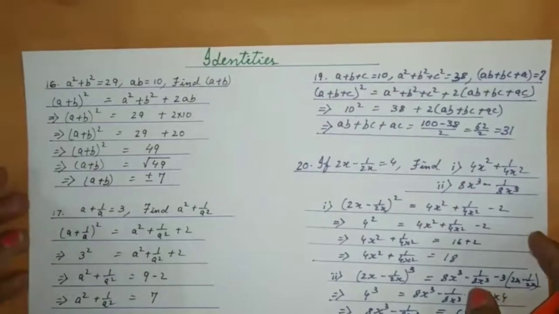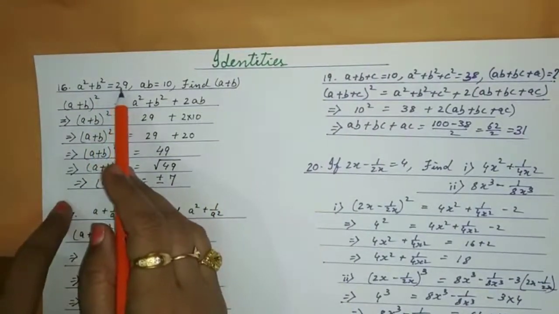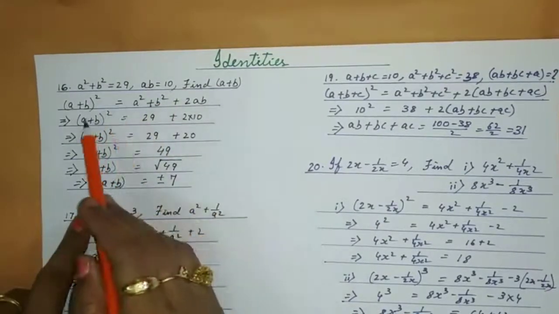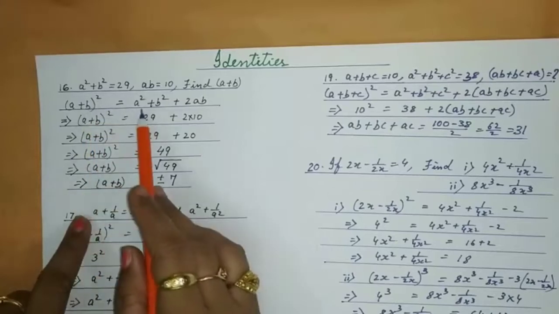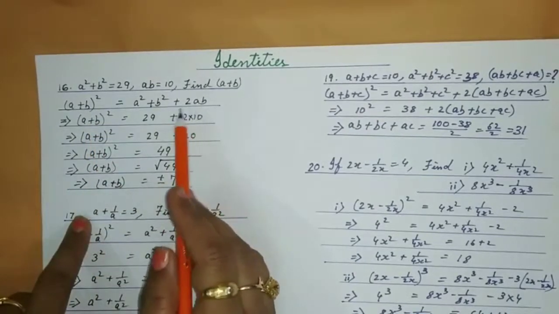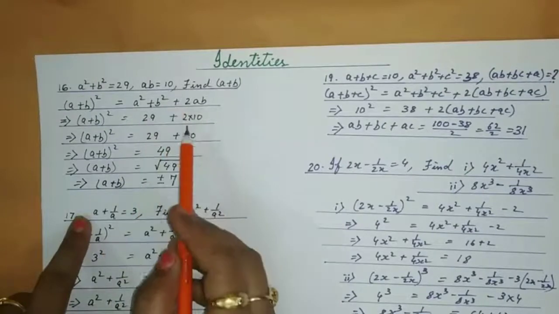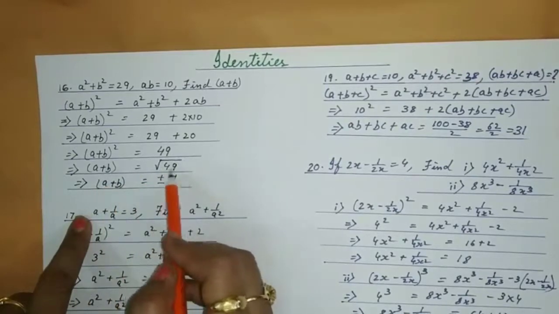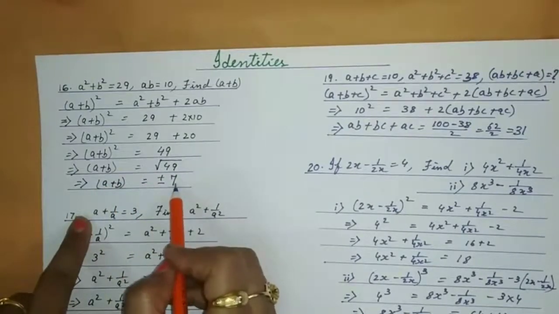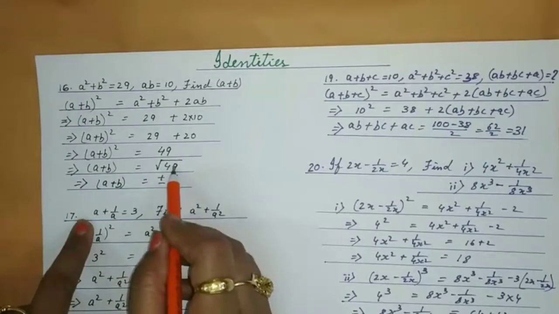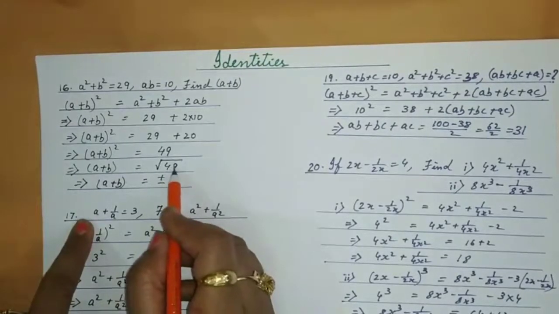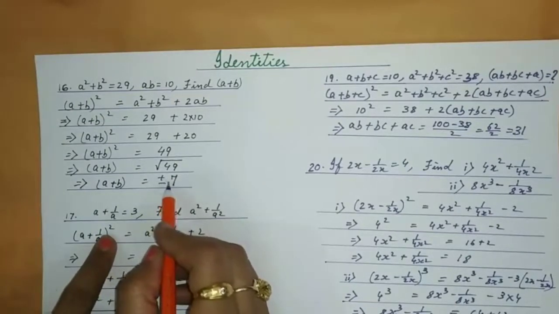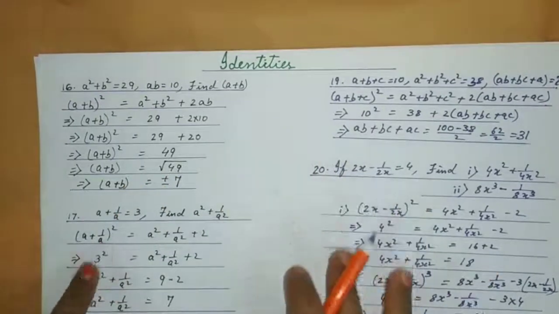Question number 16. If a square plus b square is given and ab is given, please find out the value of a plus b. So we write the formula. (a plus b) whole square is a square plus b square plus 2ab. We substitute 29 plus 2 into 10. Together we get 49. So a plus b is square root of 49, and that is plus minus 7. Because the square of both plus 7 is also 49, minus 7 is also 49. So you have to write plus minus 7. If you write only 7 or plus 7, your answer is wrong.